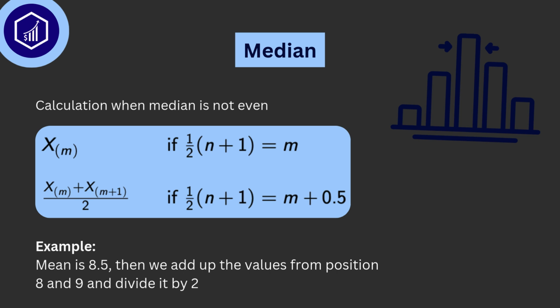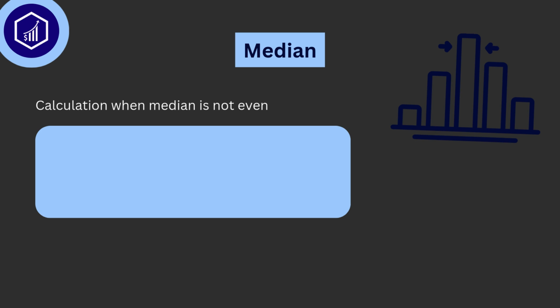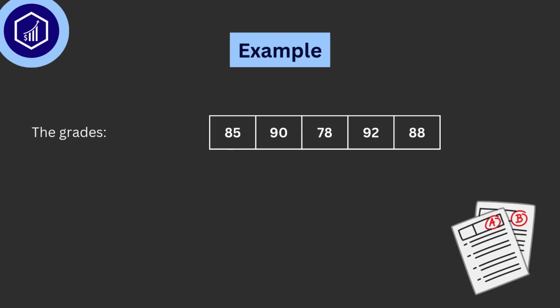So in practice, if you have numbers in an exam exercise, you first have to sort them from smallest to largest. Only then can you correctly find the middle value. The median is especially useful because it's not affected by extreme values, making it more reliable when the dataset is skewed. Let's use the grades example again.